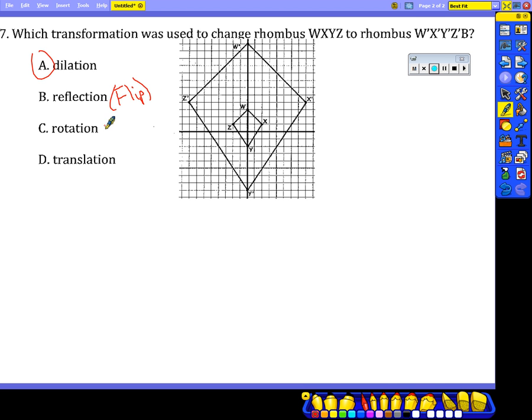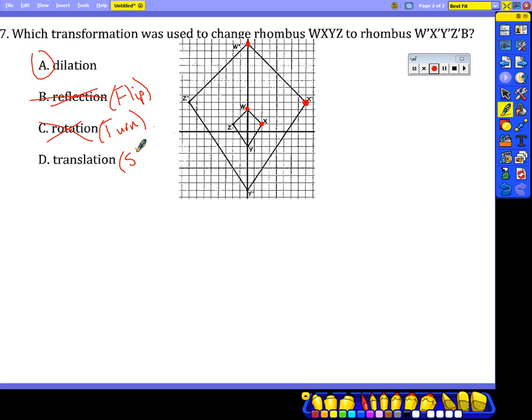Alright? Rotate. You probably can guess that means turn. Alright? And I know that this image has not been turned because you see how W is facing up. This is W. W prime is also up. X is on the right side. X prime is also on the right side. So you see it has not turned at all. So we know it wasn't rotation. It didn't flip. It's a mirror image of itself.